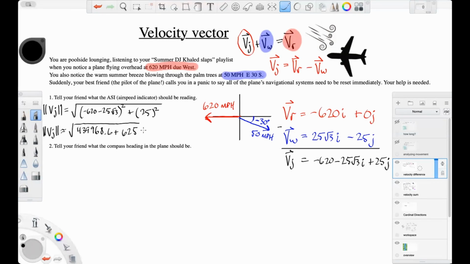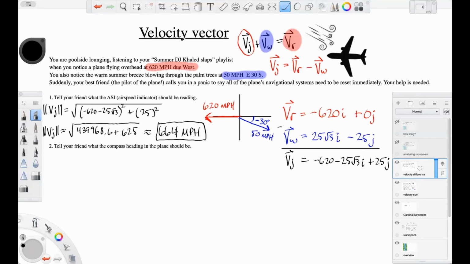And we get an approximate speed of 663.8 miles per hour. I'll just round it to 664 miles per hour. So that's about how fast the airspeed of the jet is. So that's what the airspeed indicator should be reading, is that the jet is flying at 664 miles per hour.